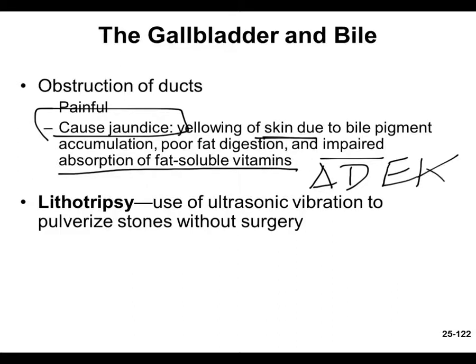To get rid of stones, you might be put under lithotripsy. Lithotripsy, remember, lith means stone, right? So you're basically sonicating, vibrating those stones with ultrasonic waves, helping them to pass without surgery. If that's not successful, then the gallbladder would be removed.